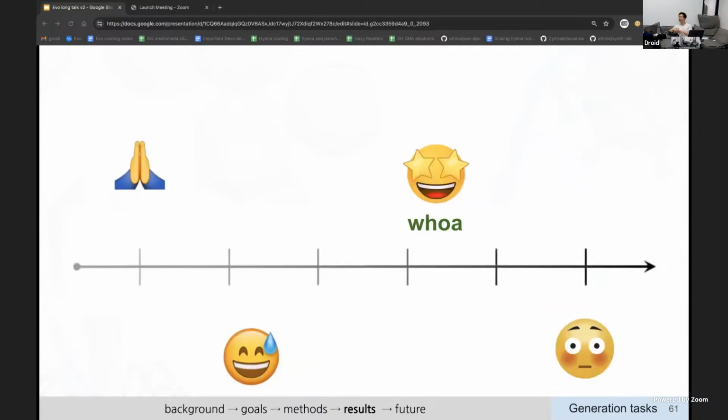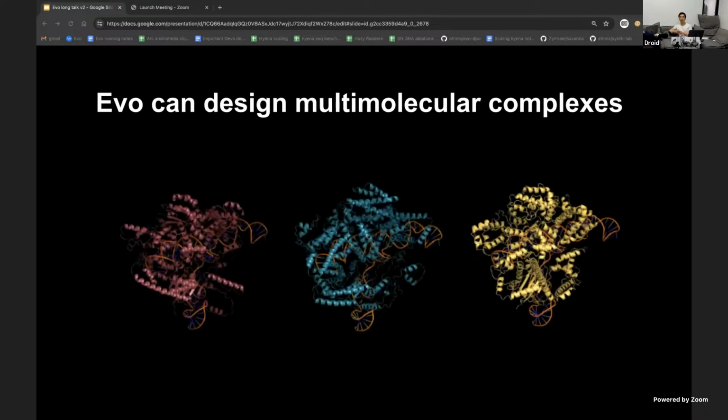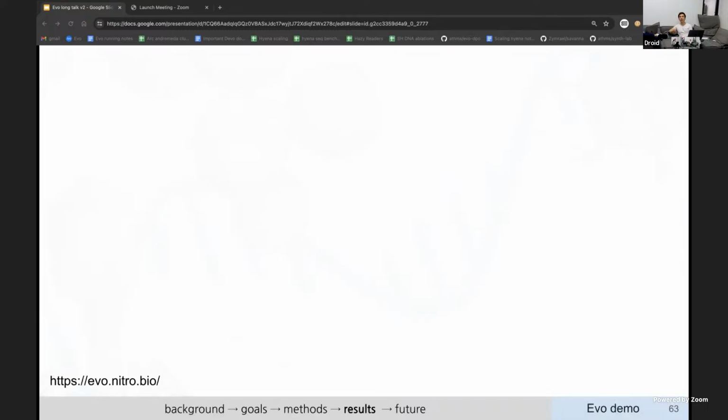Okay, so now we'll talk about the next phase, where we started getting more excited about what we're seeing. This is related to the generation ability of the model, and also some of its longer range abilities as well. So EVO can design multi-molecular complexes. And this is beyond single molecules, which is what I was mentioning most models can do before. And I'll show some examples.